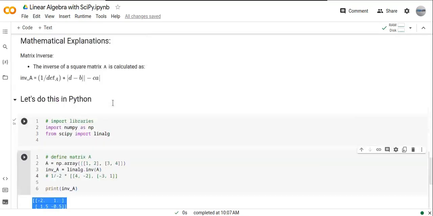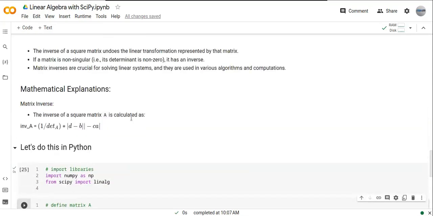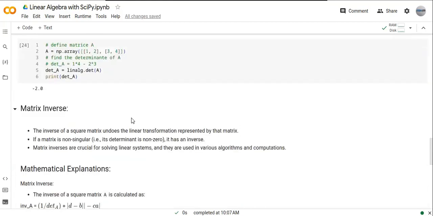Okay, so we can do any matrix operations using Python with the SciPy library and the NumPy library.